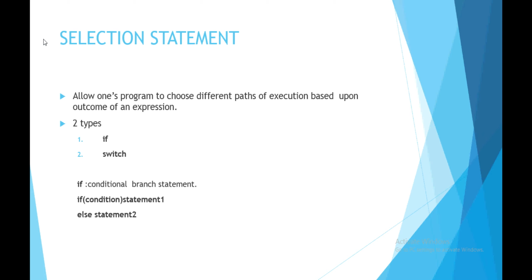This means that if one particular condition is true, then a certain code should run, and if the condition is false, then another particular code should run. It is basically of two types. First is if and next is switch. First, let's learn about the if.